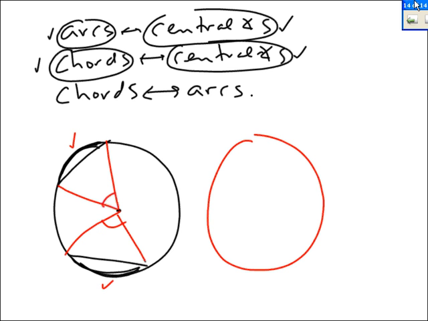If you have two chords, and you come to know that in a given circle or congruent circles the arcs are the same size, the chords are the same length. Again, if the chords are the same length, then so are the arcs. They come in pairs. You might want to say in triples.